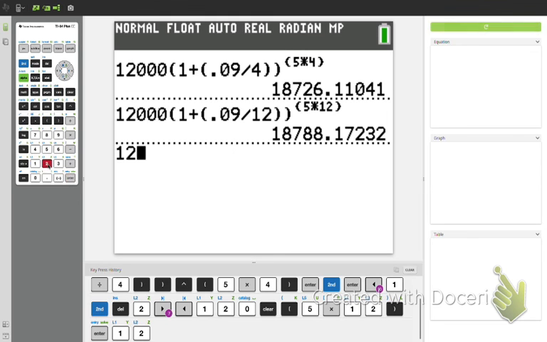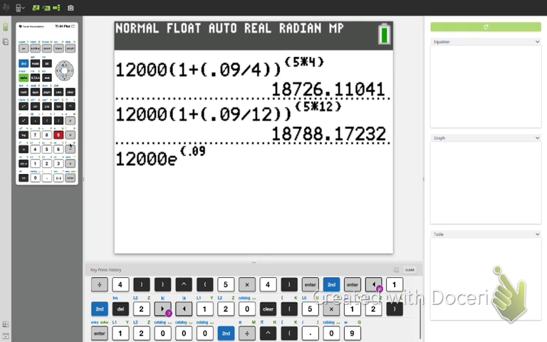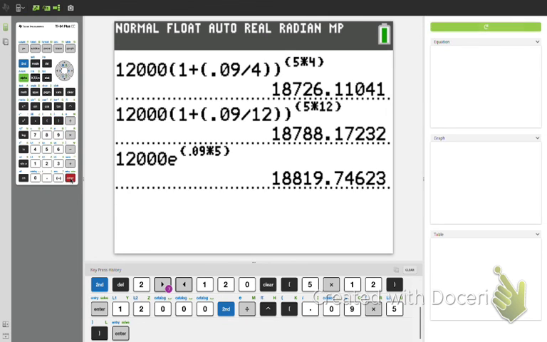So PERT would be 12,000. Where's the E? There are 2 of them. There's one right here on the natural log button. This is E to an exponent. And there's another one right above division where you have to use your caret. Either one, it doesn't matter. So I'm going to do E, caret, and then you need to put parentheses, 0.09 times 5, right? Enter. And it's $18,819.75. Got it? Okay.